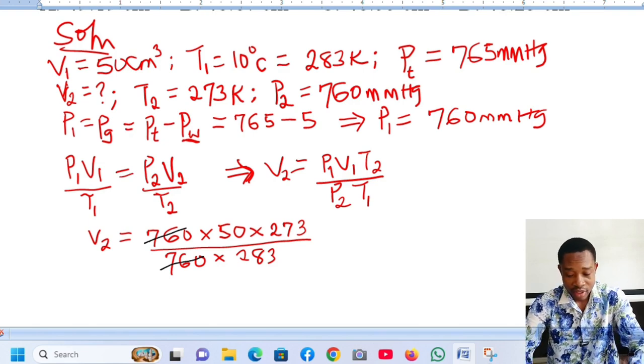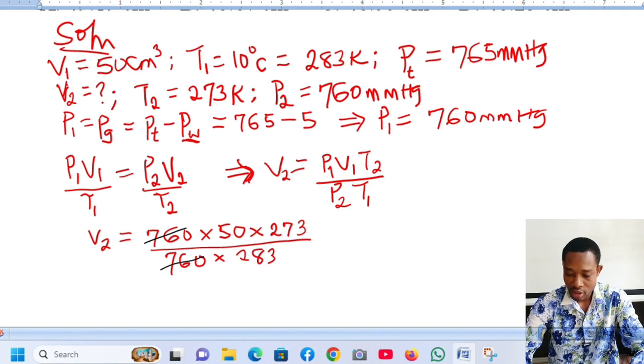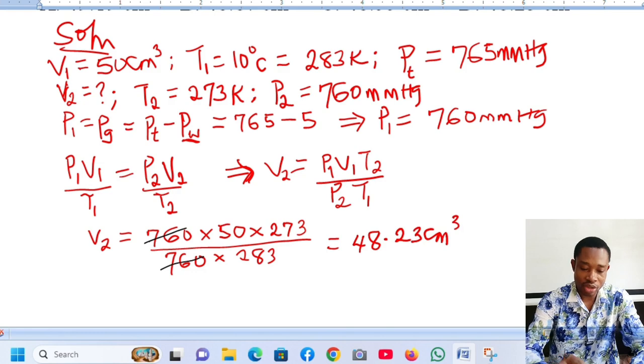If you multiply 50 by 273 and divide by 283, this gives us 48.23. The final volume of the gas is equal to 48.23 cubic centimeter. So this is actually the final volume of the gas.